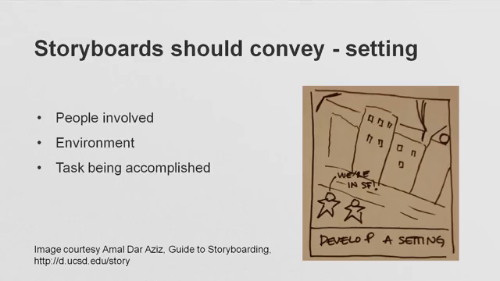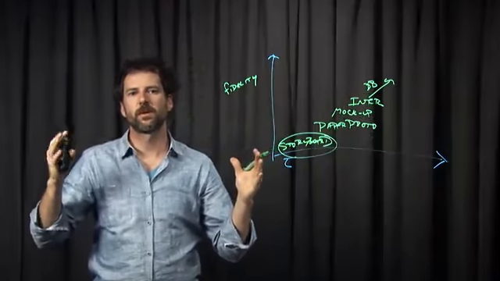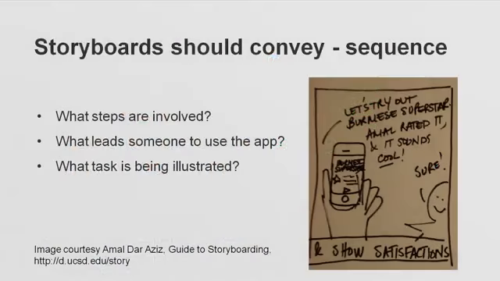So in this example, in Amal's drawing, there's some friends who are out in San Francisco. They're looking for something to do. That's the setting. The middle frames of a storyboard will then show you the sequence. What steps are involved? How do you get from the setting using your design? If you're making a mobile phone app, for example, what would lead somebody to use that app? What's the task and how does it unfold?